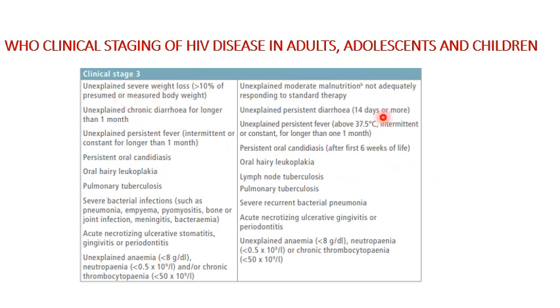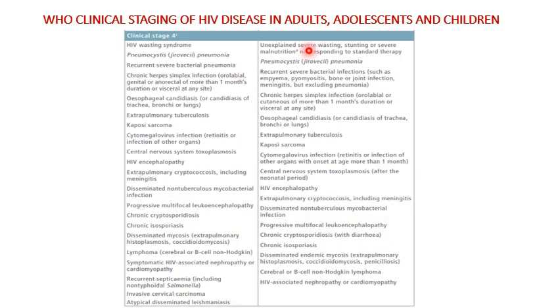Stage 3: unexplained weight loss of more than 10% body weight, and chronic diarrhea for longer than 1 month, so no other etiology can be attributed for the diarrhea. Also unexplained persistent fever, either intermittent or constant, for more than 1 month, persistent oral candidiasis, oral hairy leukoplakia, pulmonary tuberculosis or severe bacterial infections, acute necrotizing ulcerative stomatitis, and unexplained anemia less than 8 grams per deciliter, or neutropenia or chronic thrombocytopenia. When any of these are present, they are staged as clinical stage 3. The last stage is stage 4. Here we see all the AIDS defining opportunistic infections which we saw earlier. If the patient has any of these opportunistic infections, they are categorized as stage 4.